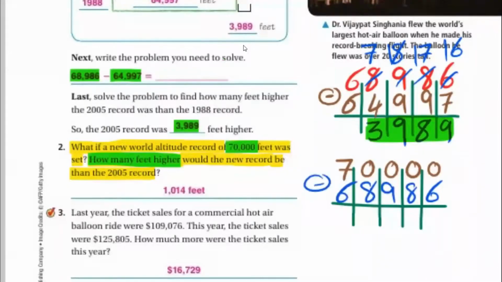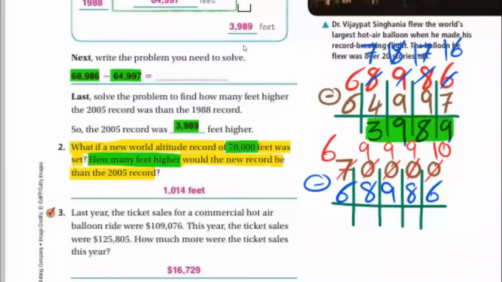Okay, 0 minus 6 can't be, right? So 0 here is smaller than 6, so we can't subtract. So let's borrow 1 from 0. We can't. From 0, we can't. From the other 0, we can't. So let's borrow 1 from 7 here. It will be 6, and this 0 will be 9, and this 0 will be 9, and this 0 will be 9 as well. And this 0 will be 10.